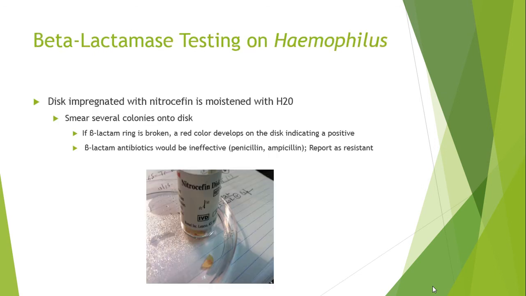All right, and again, we do beta-lactamase testing on Haemophilus. So here's our nitrocefin disc, and this is the brand that we'll use in the lab. You just smear some on the disc, and if it turns pink, it's positive. And what does that mean? What antibiotics can we not use? No penicillin, no ampicillin, no beta-lactam antibiotics at all.